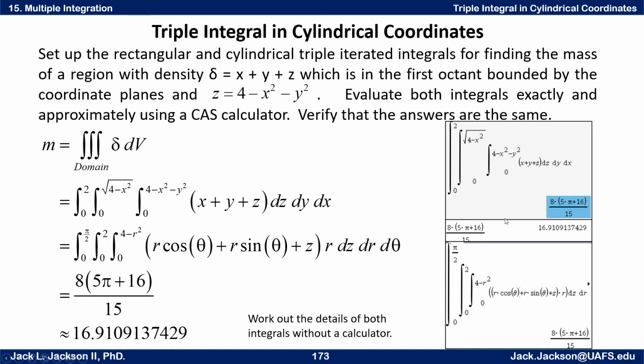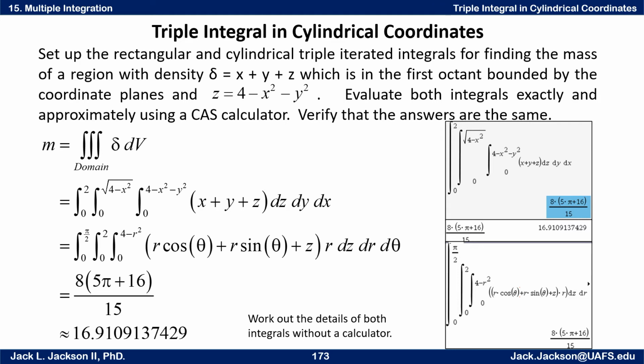And I plug those into a CAS calculator, and you can see the details over here on the right. And both of them give me the same form of the answer, which is 8 times parentheses 5 pi plus 16, close parentheses, divided by 15, and a decimal approximation of about 16.91.